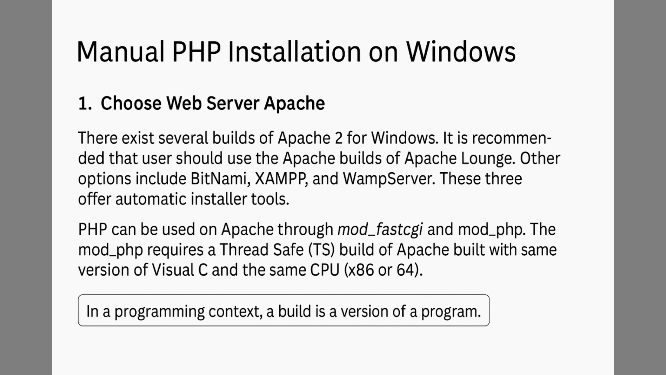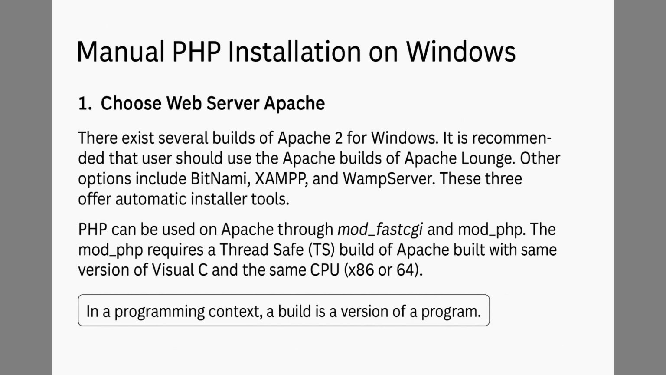Step 1. Choose Web Server Apache. First step is to choose a suitable web server. There are several different builds of Apache 2 available for Windows, but it is recommended to download Apache directly from the Apache Lounge website. The Apache Lounge version is stable, secure, and specifically optimized for Windows systems.